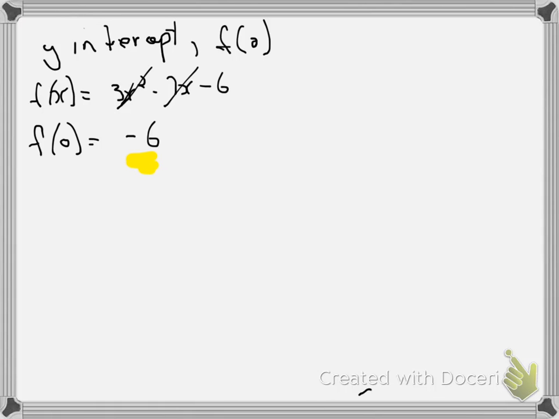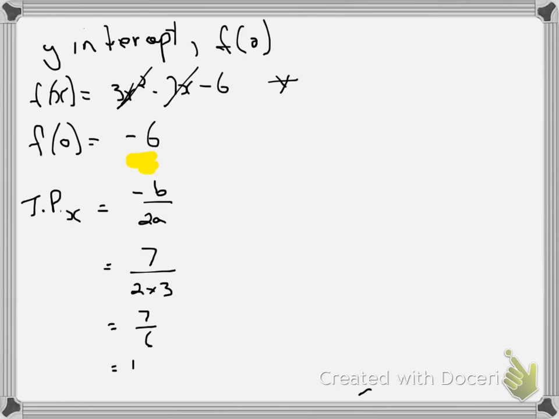Now the third thing I needed to find was the turning point. So I was going to write t.p., I'm going to write x now, because turning point x is -b over 2a. Now, remembering from the original equation, that b was equal to -7, so -b is actually 7, because negative of a negative is a positive, over 2 times 3, so I get 7 over 6, which equals 1.16 recurring. Now that's my turning point x.